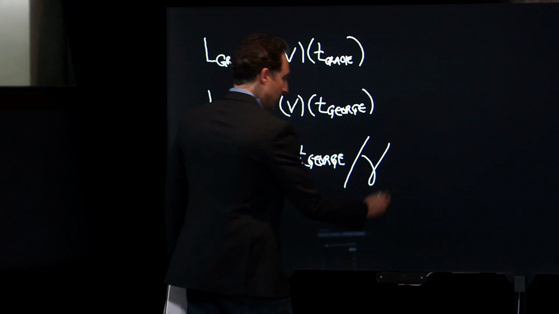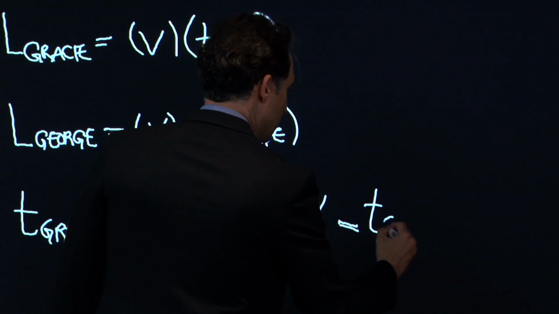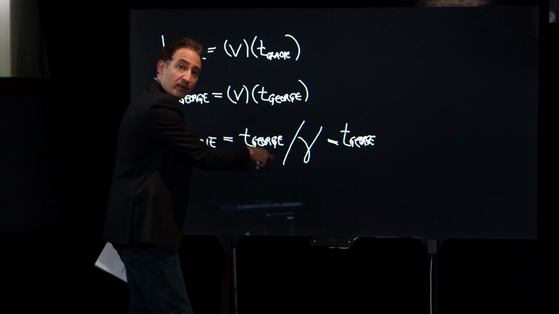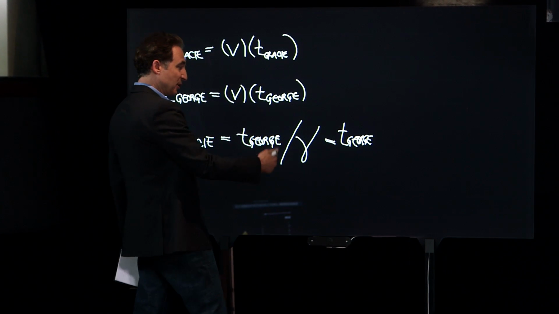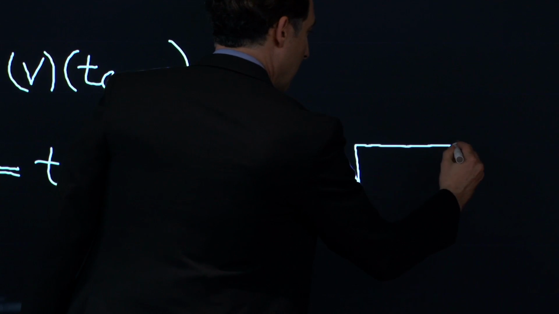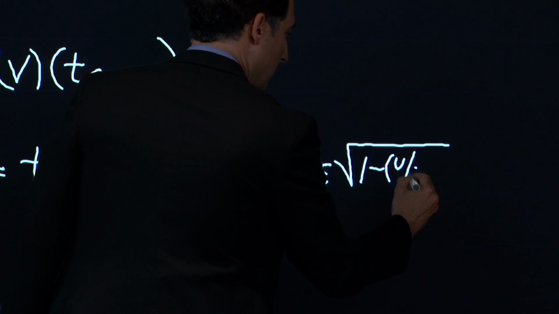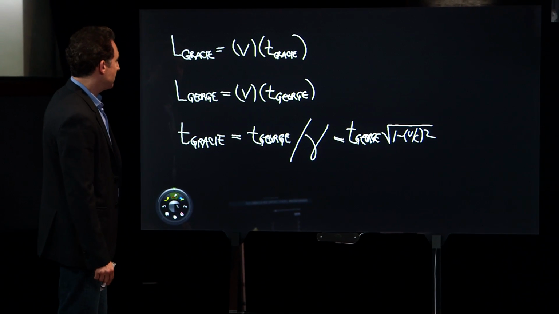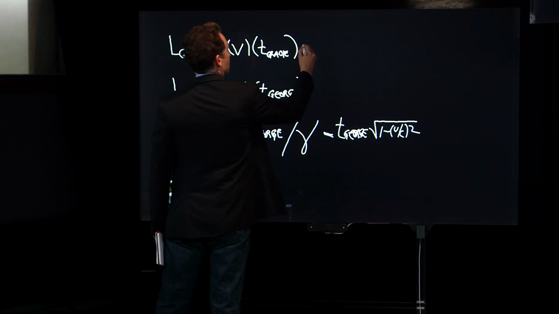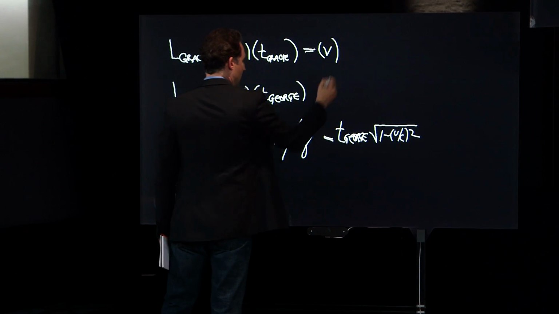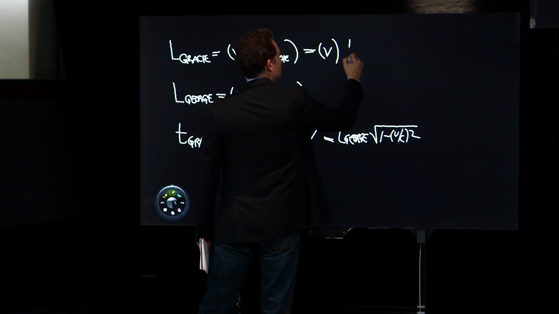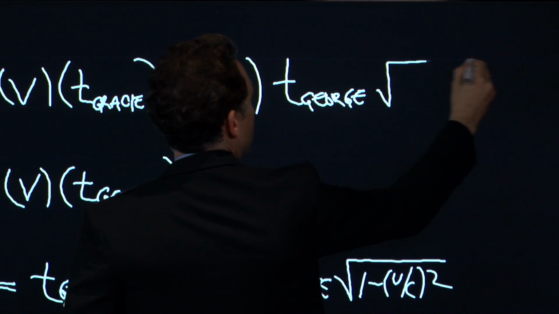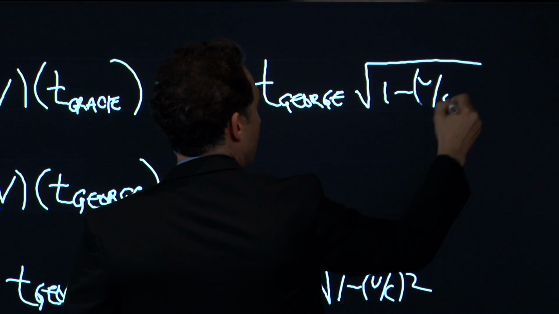And therefore, we can now plug that back in upstairs. So gamma downstairs means we have T George times 1 over the square root of 1 minus v over c squared. Putting it downstairs brings upstairs a factor of the square root of 1 minus v over c squared. And now we are done, because if we plug that into this equation over here, we have v times T Gracie, which I'm now going to write as T George times the square root of 1 minus v over c squared.